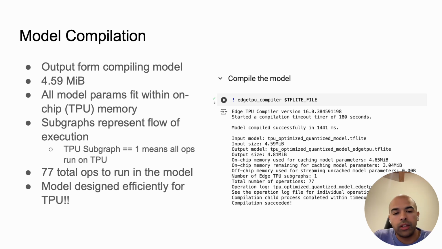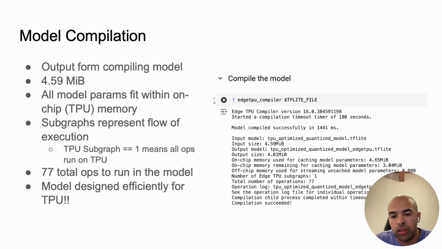So after compiling, we ended up with a model size that was 4.49 megabytes. All the model params fit within the on-chip TPU memory, which here you can see the output from when I compiled it. So this means all on-chip memory used for caching model parameters. This is the amount of space we took up from the parameters on the TPU, and the off-chip memory used for streaming uncached model params is 0. That means all the model params fit on the TPU, which is really, really good.